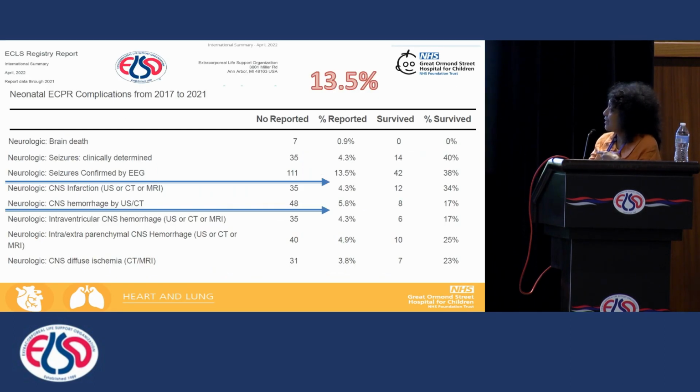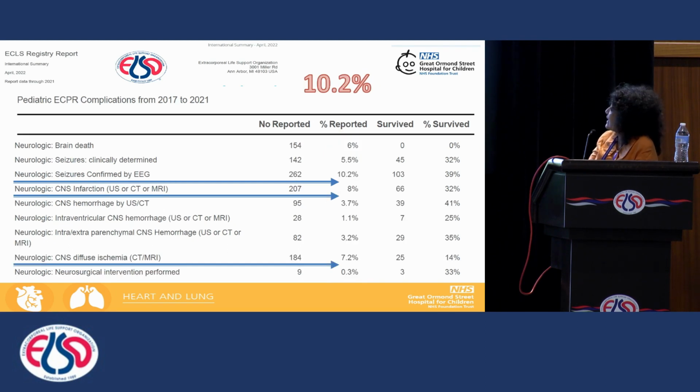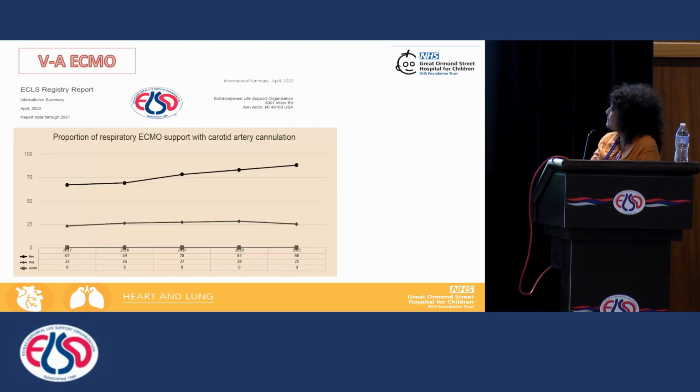What we know, again from the registry data, is that 13.5% of neonates reported with ECPR have seizures, and about 6% have hemorrhage. And you can see that the survival rate is very low, in some going down to as little as 17%. Again, looking at pediatric ECPR, 10.2% of children have seizures, and about 8% have CNS infarction, and another 8% have diffuse ischemia.